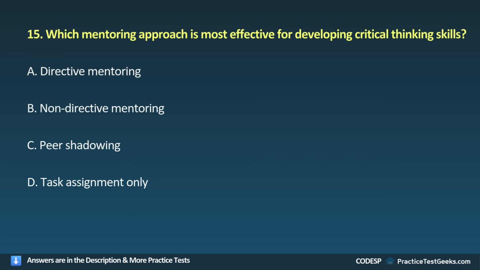15. Which mentoring approach is most effective for developing critical thinking skills? A. Directive mentoring. B. Non-directive mentoring. C. Peer shadowing. D. Task assignment only.